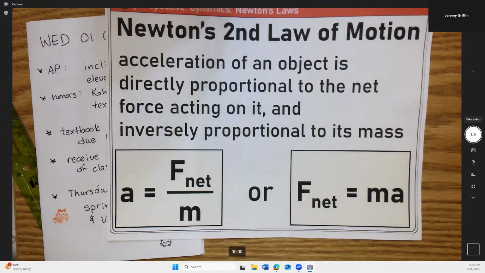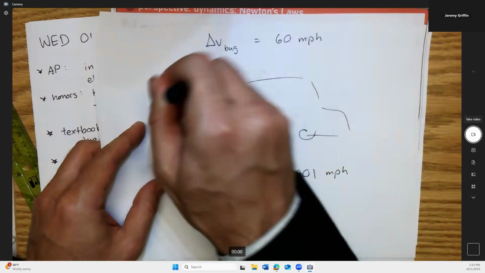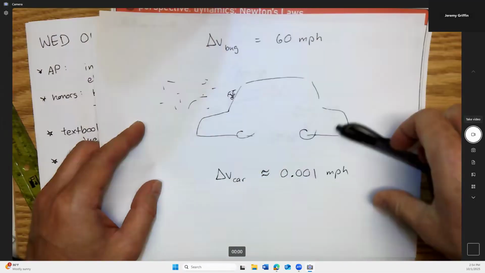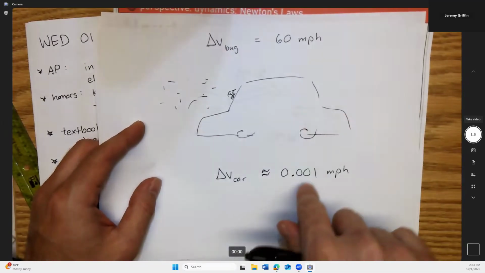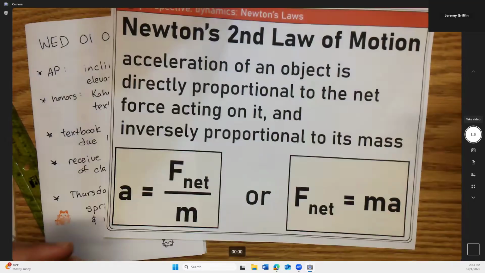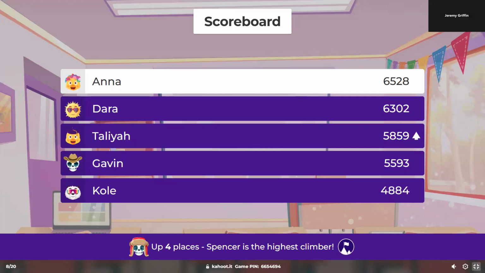Okay, so guys, what about this? What if there's like a million bugs? They're all flying, like a million bugs. This car's plowing through, like, okay, maybe the car could slow down from like 60 to 59 miles an hour, maybe. Okay, maybe you start to fill it up at some point. Okay, just a little increments. All right, you guys got that? I got Cole, Gavin, Talia, Dara, Anna.